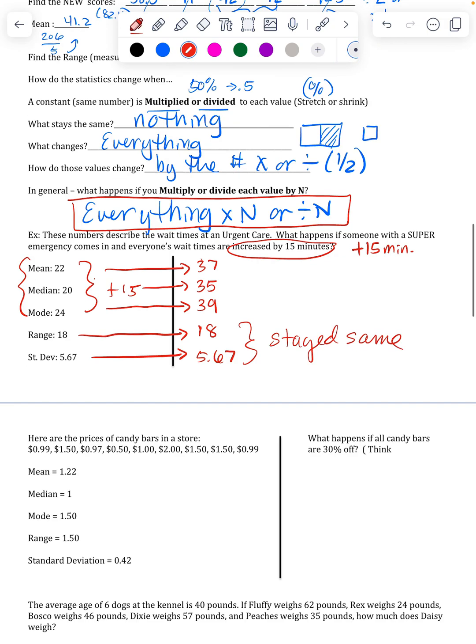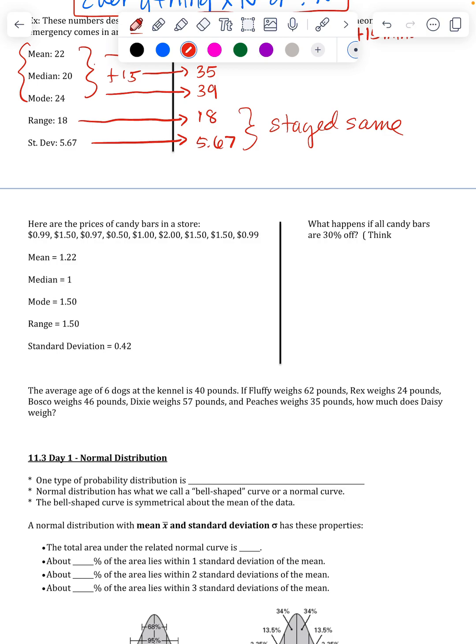In our last example, it says here are the prices of the candy bars in the store, and then it gives the mean, median, mode, range, standard deviation. What happens if all the candy bars are 30% off? Okay, 30% is not adding or subtracting. When something is 30% off, you actually pay 70% of the original price, which equates to multiplying by 0.70. Because if you pay 70% of something, in math "of" means multiply, so you're going to be multiplying by 0.7.